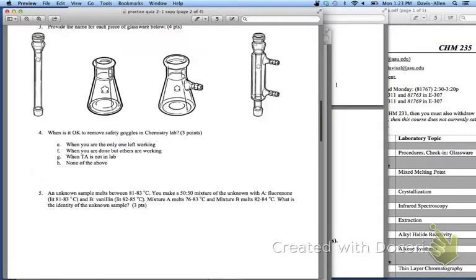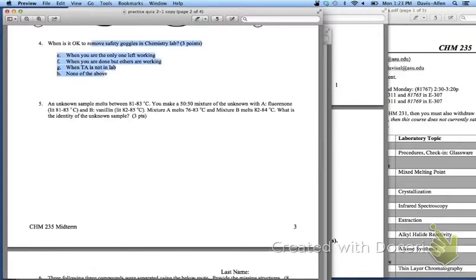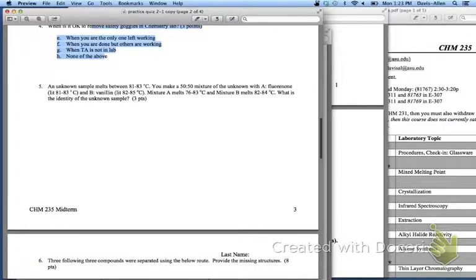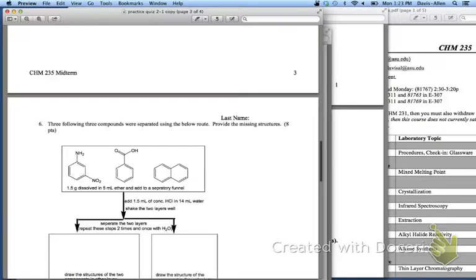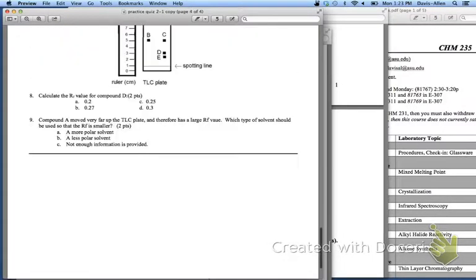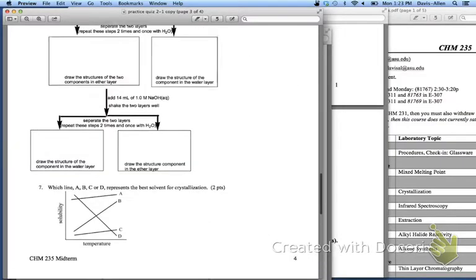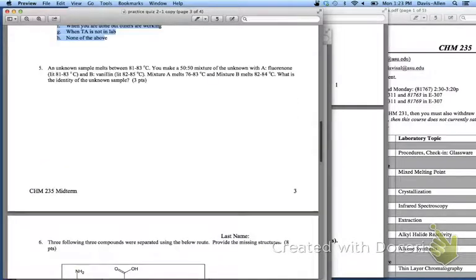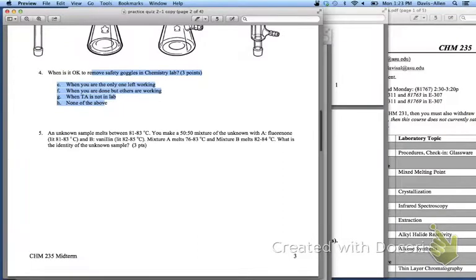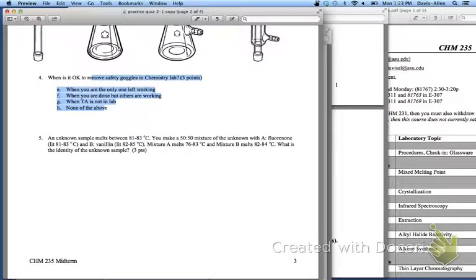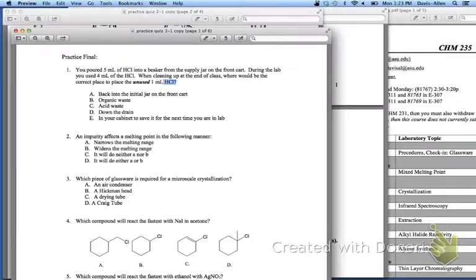More glassware we don't have to worry about. There's a safety one with goggles. After that, we did melting point. You'll see this question show up, and I believe all three of these to some extent or another.